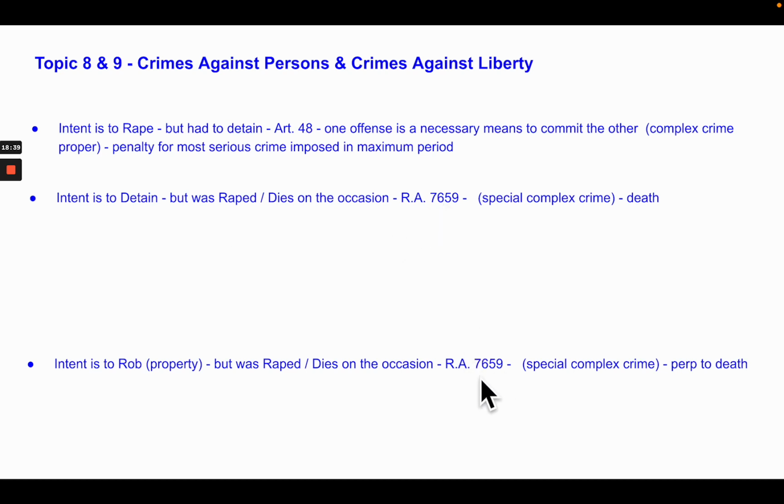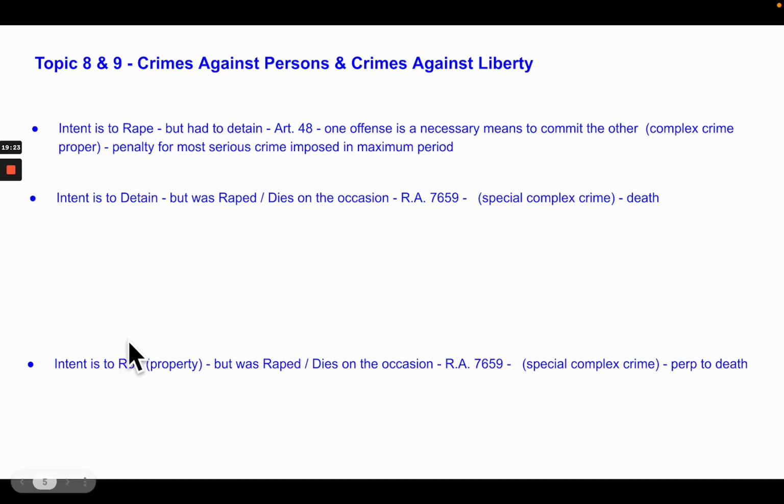Also in RA 7659, and we'll talk about crimes against property, if a person wants to rob, and we know that robbing means violence against or intimidation of persons, or force upon things. So if there's an intent to rob, but then the person dies, or a person barges into the house of another, there's force upon things, the door is broken down, the persons in the house are tied up maybe, and then there was a rape.